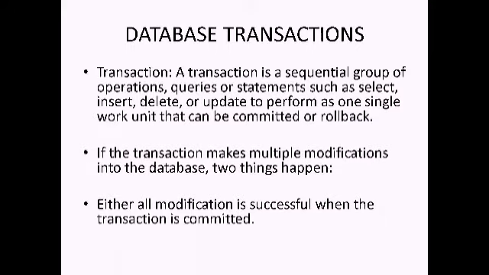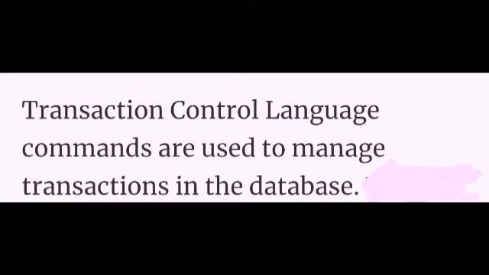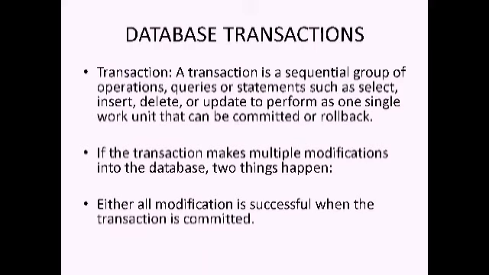Now what is this commit and rollback? These commit and rollback commands are transaction control language commands which are used to manage the transactions in the database. Committed changes are permanently saved. But if any one of the operations is not successfully completed, then it will be rolled back. Means it will go back to the previous state of the particular transaction. And with the help of select, insert, delete and update operations, we can use the transaction.